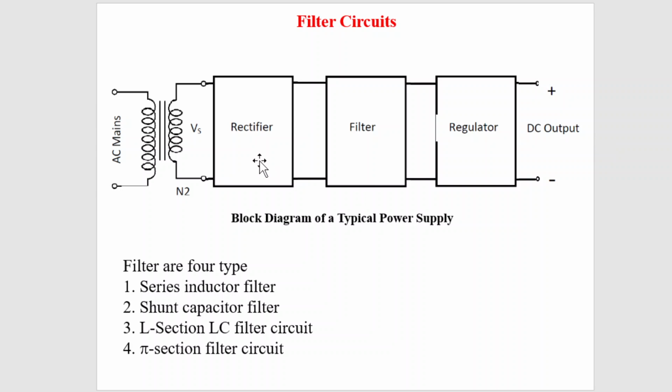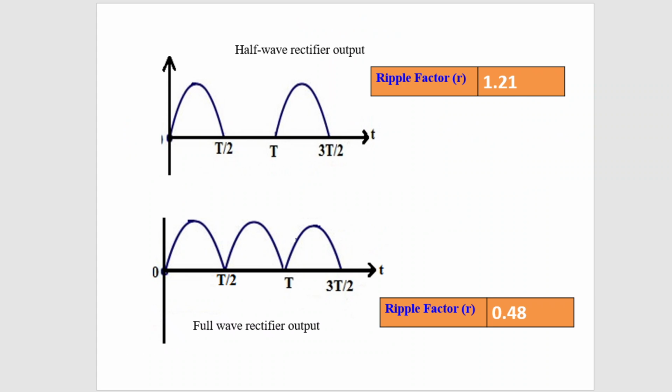If you remember the output of a rectifier that I have discussed, the half wave rectifier output is basically from 0 to T/2, we get maximum voltage and then 0, and then there is no signal. Again from T to 3T/2, maximum and minimum. So there is variation. But one thing we have concluded is that the half wave rectifier is unidirectional.